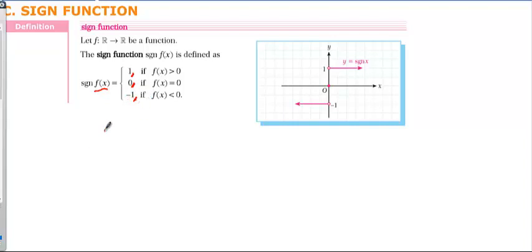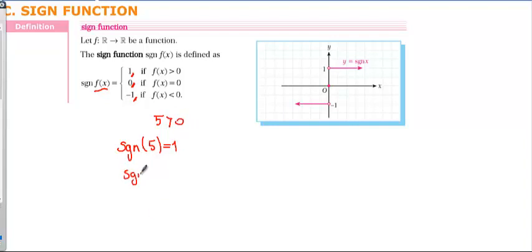Okay, then if sign of a positive number, like sign 5, which is greater than 0, it should be equal to 1. Sign 5 must be equal to 1. Why? Because 5 is greater than 0.